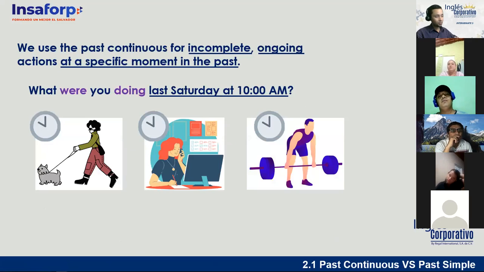So, what time is it? 8:49. Okay, we still have like 12 minutes. So we use the past continuous. This is a different verb tense for incomplete ongoing actions at a specific moment in the past. How does it work? Take a look. What were you doing last Saturday at 10 a.m.? Now look, what were you doing last Saturday at 8 a.m.